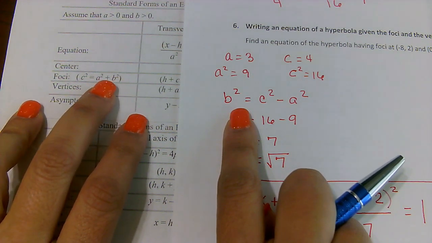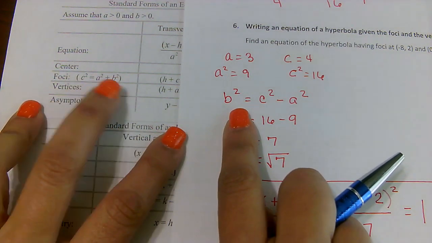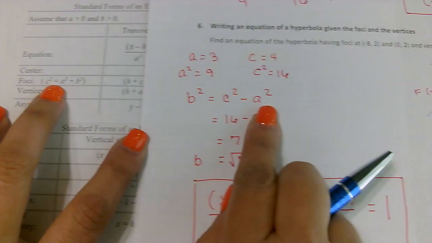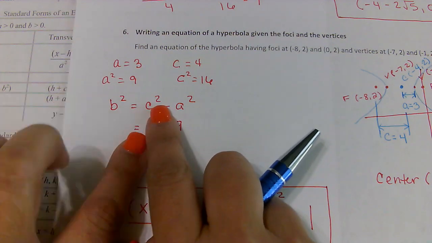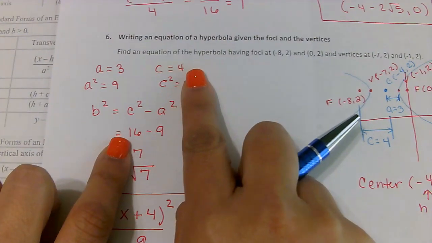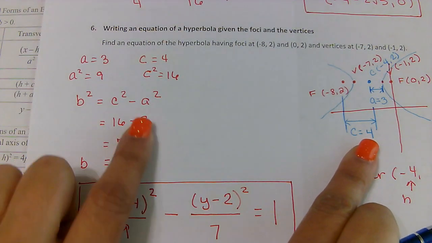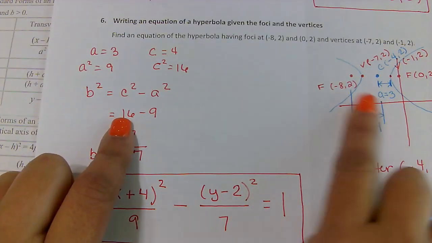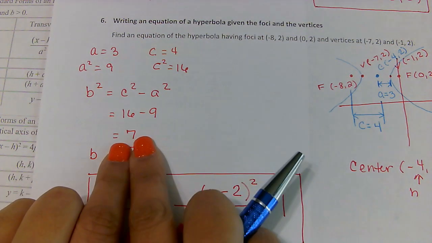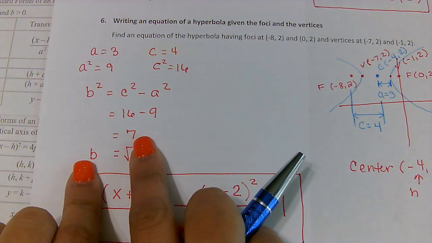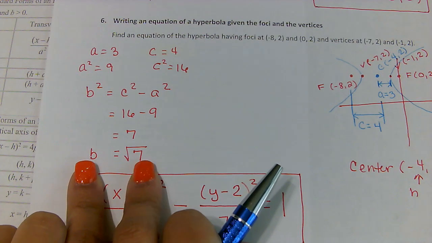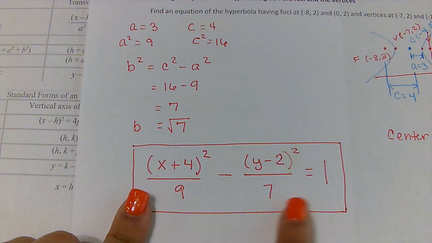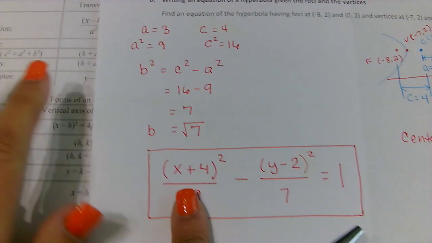We can solve for b squared using this equation. All I did here was subtract a squared from both sides. So b squared is equal to c squared minus a squared. c squared is going to be 16 since c is equal to 4, and a squared is going to be 9 since a is equal to 3. So 16 minus 9 is 7, which means that our b is going to equal the square root of 7. Now I can go ahead and write everything down in the form it wants.